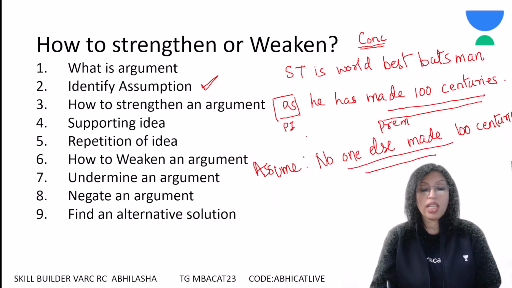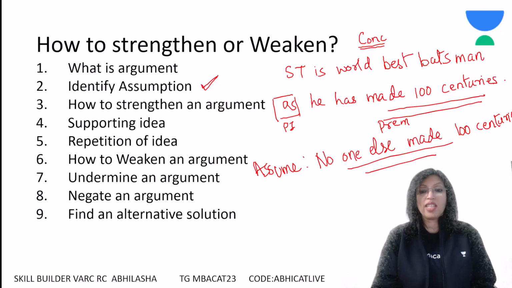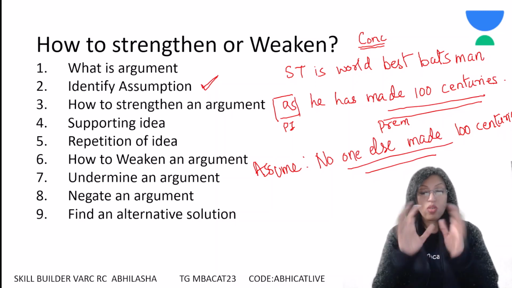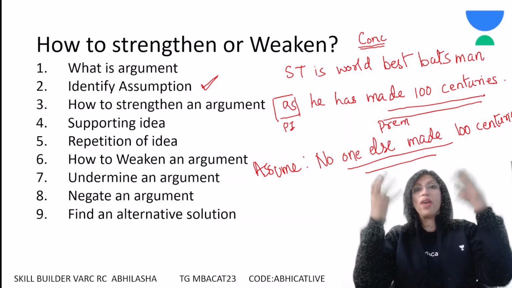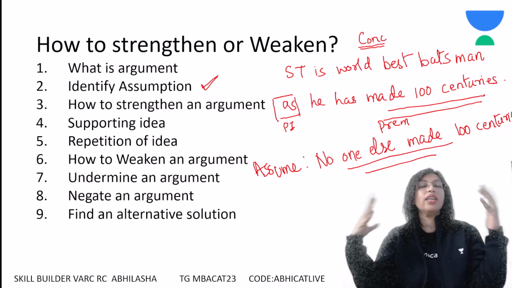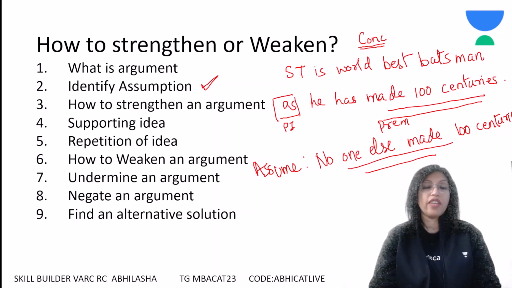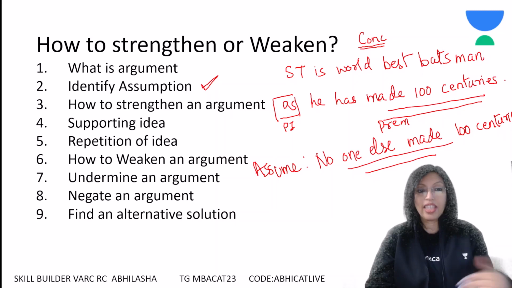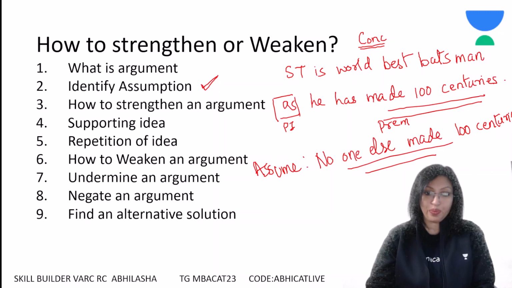So the assumption is that truth which must be true for your conclusion to be true. So when I say that Sachin has made 100 centuries, and because no one else has made 100 centuries, therefore automatically Sachin becomes the world's best batsman. Okay, so I hope you have understood this. So how I am assuming is, I look at what the reality is, I read the argument, I read the passage, and then I think to myself, what is it that the author has already understood and therefore not written? And that becomes an assumption.